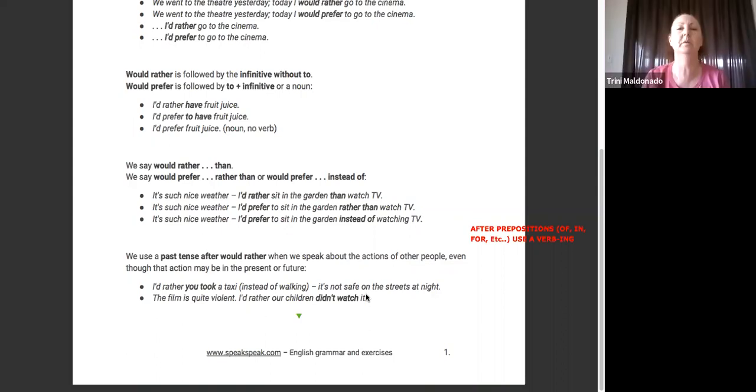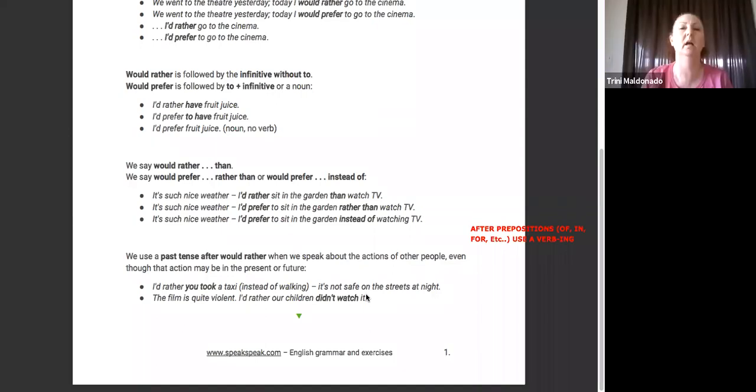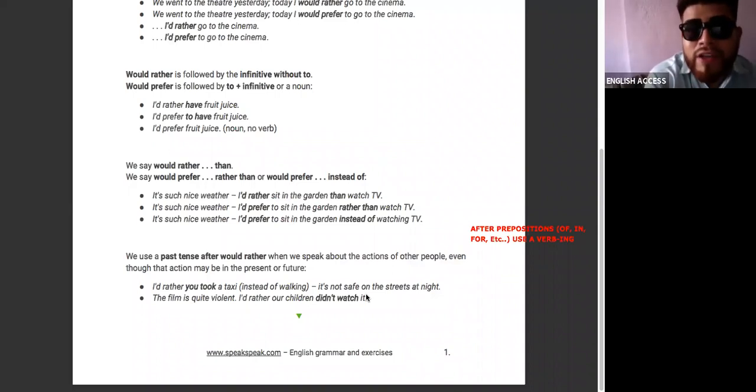Can you repeat that? How does that contraction sound after violent? I'd rather. Yeah, the film is quite violent. I'd rather. It's a very soft D. Very soft. You almost don't say it. Almost don't say I'd rather.